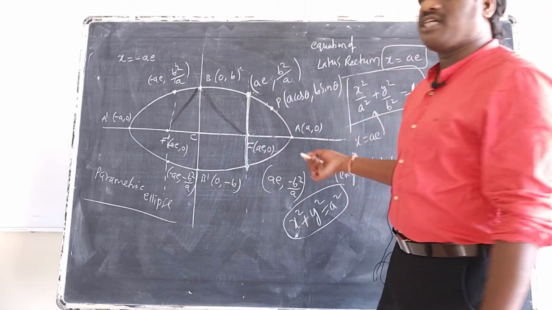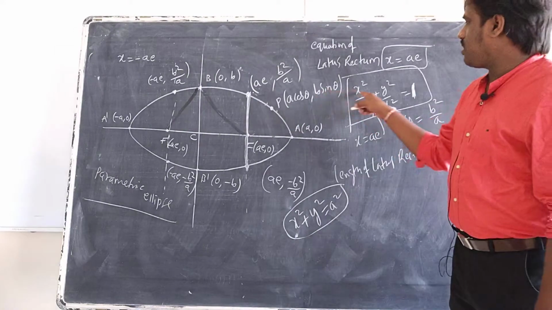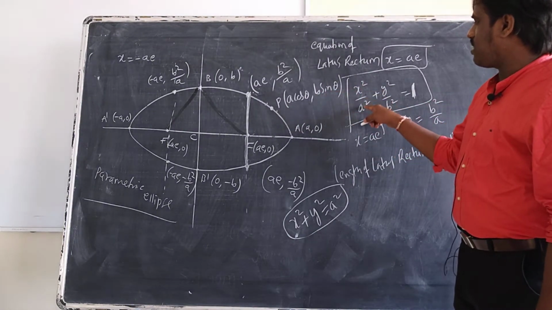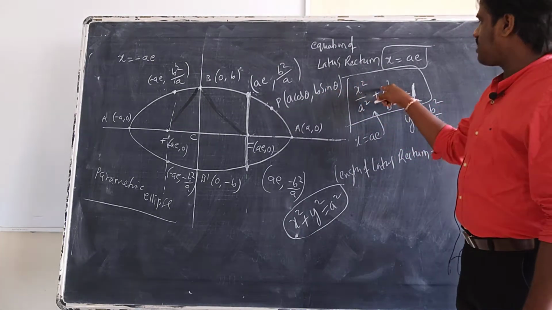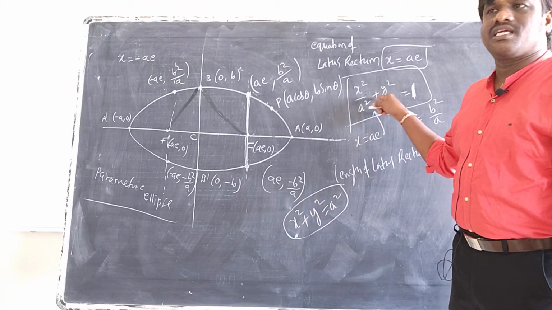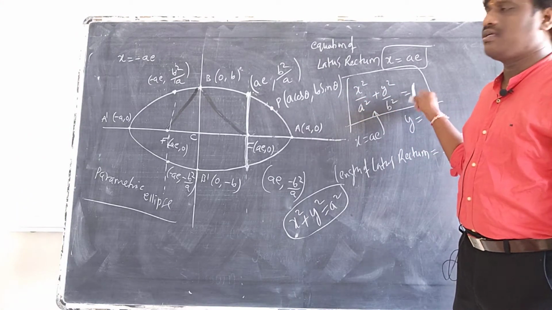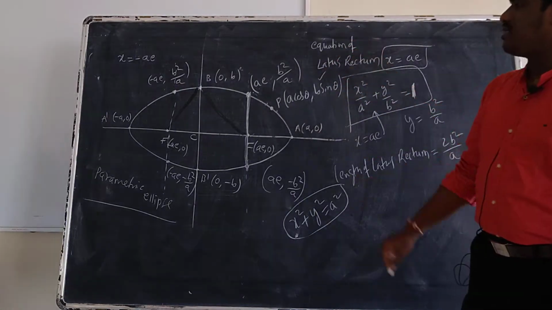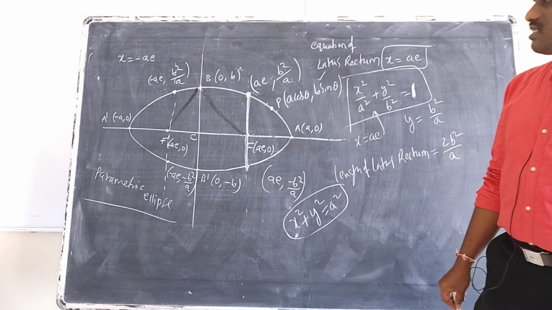Sir, why b sin theta? See, if I substitute here, I get a square cos square theta by a square plus b square sin square theta by b square. The b square cancels, the a square cancels, and sin square theta plus cos square theta is equal to 1. So the parametric point on the ellipse is a cos theta comma b sin theta.